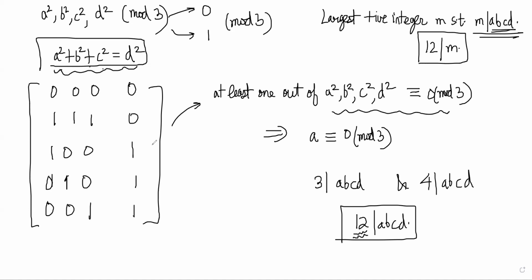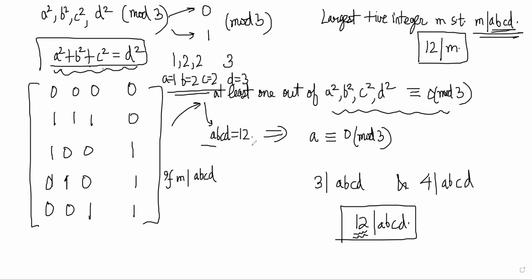And now what we can say is if m divides ABCD, that implies that m is less than or equal to... If m divides ABCD, one of the candidate values of ABCD which satisfy this equation is 1, 2, 2, and 3. A is 1, B is 2, C is 2, and D is 3. And in that case, you get a square plus b square plus c square is equal to d square. And in this case, we have ABCD is equal to 12.